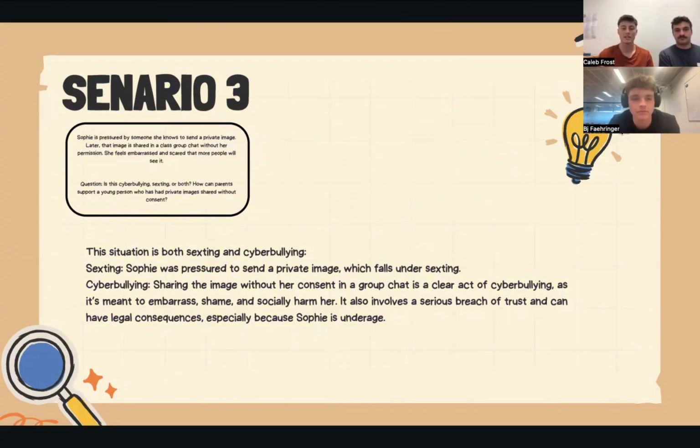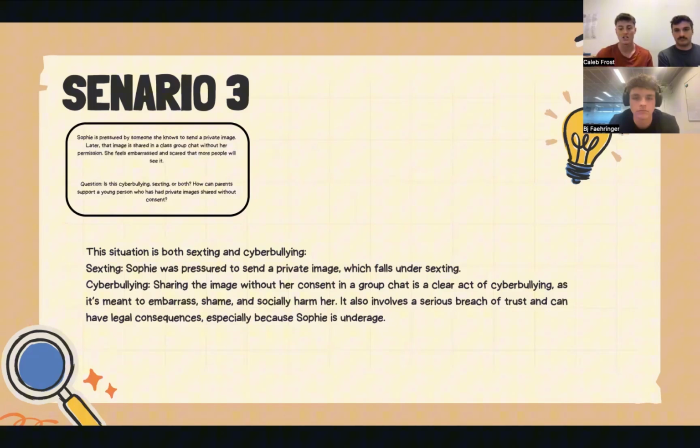It links to our 3 keywords that we talked about earlier: sexting, cyberbullying, and consent, as Benjamin brought up. So sexting because she was pressured to send a private image, which she didn't really want to, as it came through with the pressure. It's cyberbullying because he was sharing the image without her consent in a group chat, which is a clear act of cyberbullying, as it's meant to embarrass, shame, and socially harm her. It involves a serious breach of trust and can have legal consequences, especially because Sophie is underage.